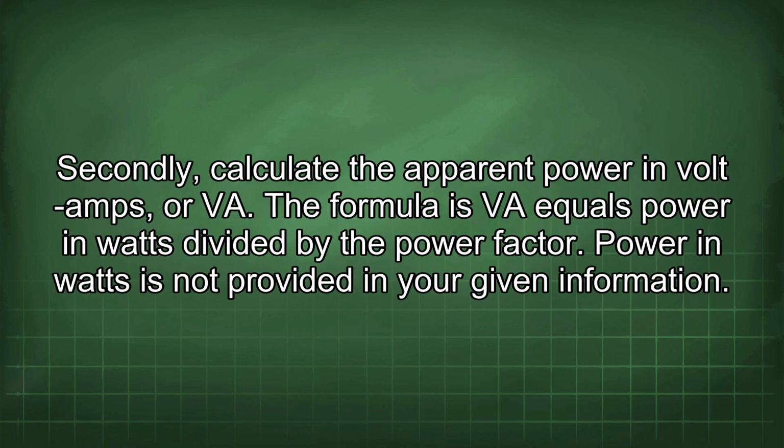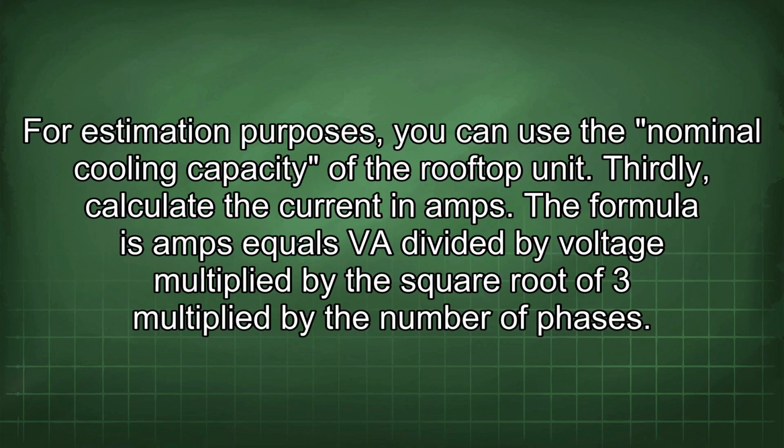Secondly, calculate the apparent power in volt amps, or VA. The formula is VA equals power in watts divided by the power factor. Power in watts is not provided in your given information. For estimation purposes, you can use the nominal cooling capacity of the rooftop unit.